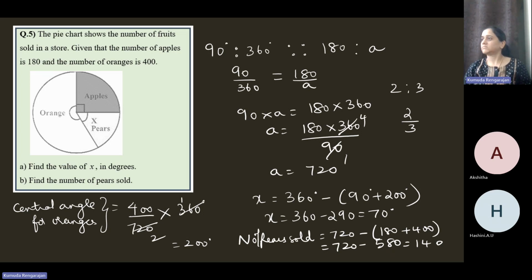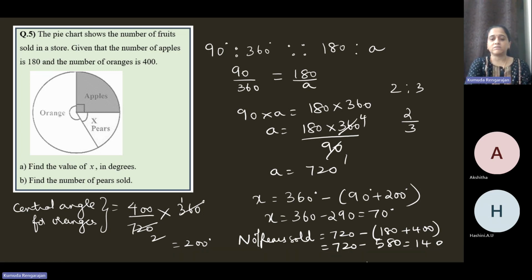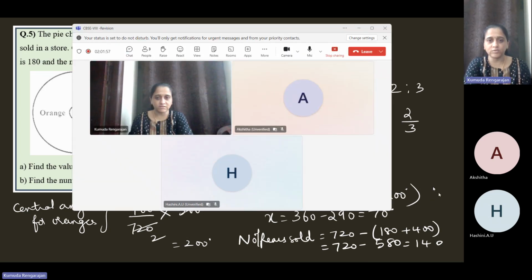Proportion we should use every time. Every time use proportion. We'll solve more sums on this, and you'll understand better. All right, children, I'll just stop the recording and give you an instruction.